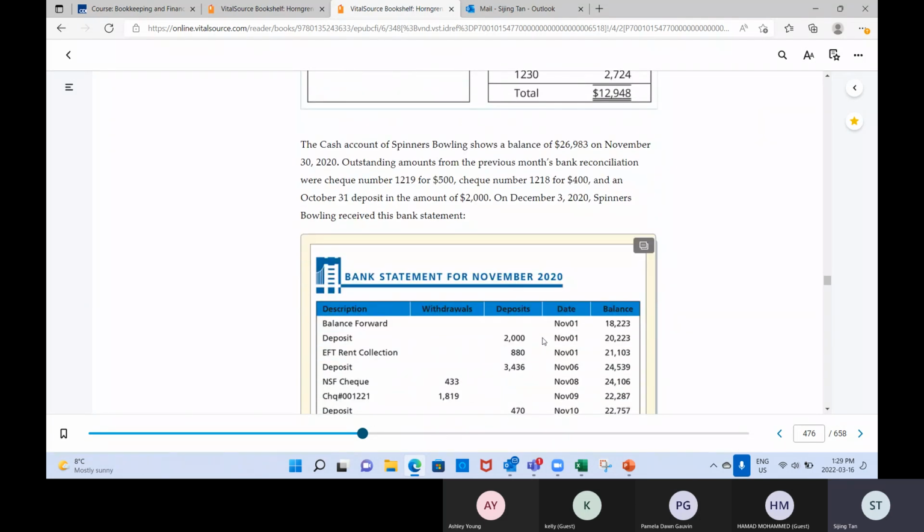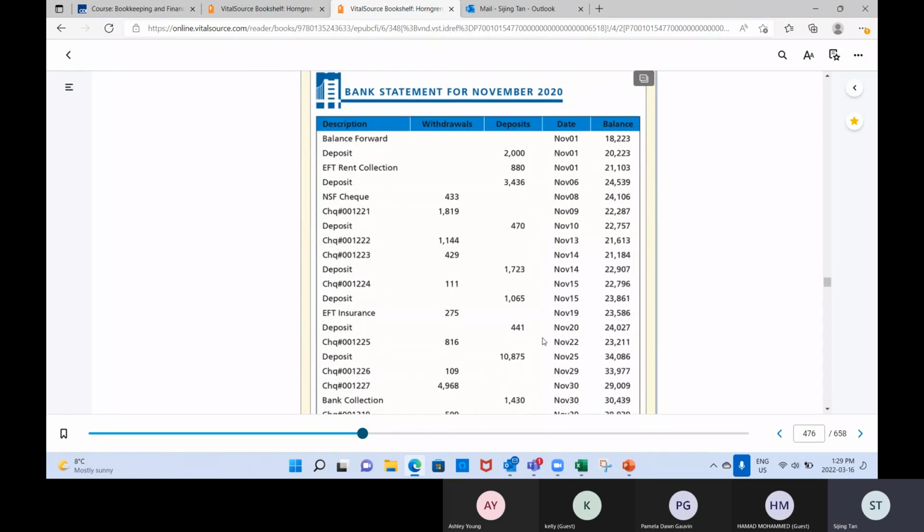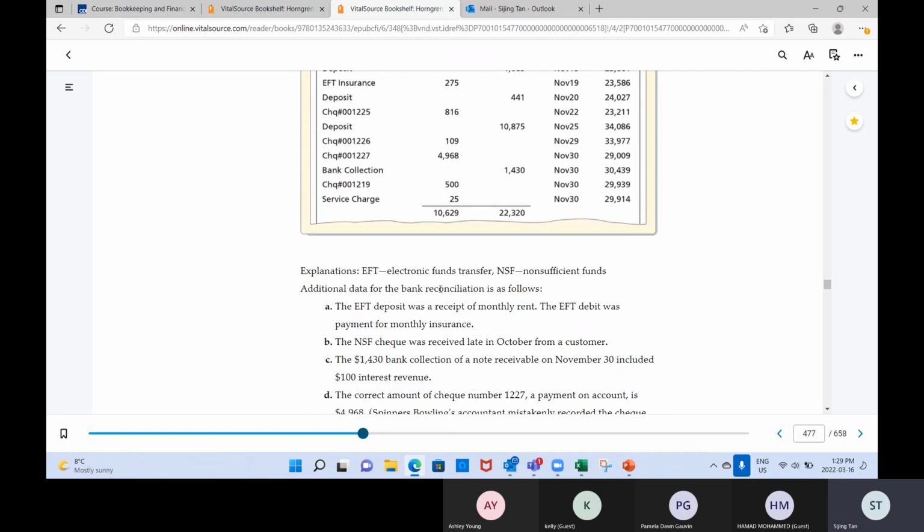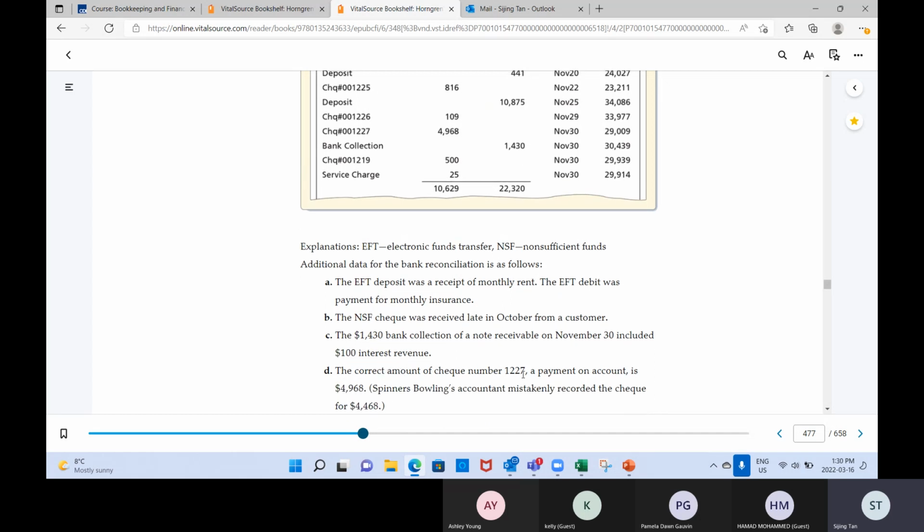Now on December the 3rd, Spinner Bowling received a bank statement like this. It is always like this. Then there is an explanation of EFT, electronic funds transfer, and non-sufficient funds, NSF. There is also some additional data for the bank reconciliation. An EFT deposit for the receipt of monthly rent. A non-sufficient funds check was received late in October from a customer. $1,430 bank collection of a note receivable on November 30th, which included $100 interest revenue. So the $1,430 already included $100 interest. And the correct amount of check number 1227, payment on account, is $4,968.